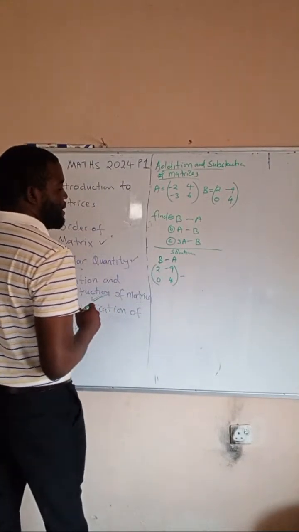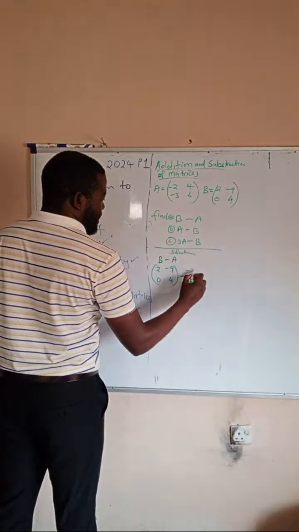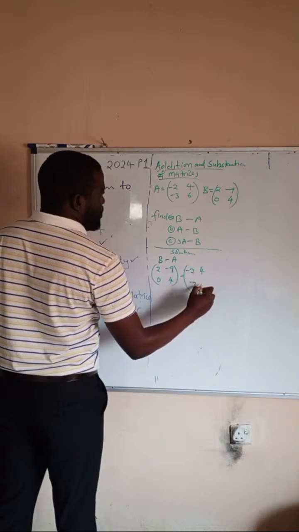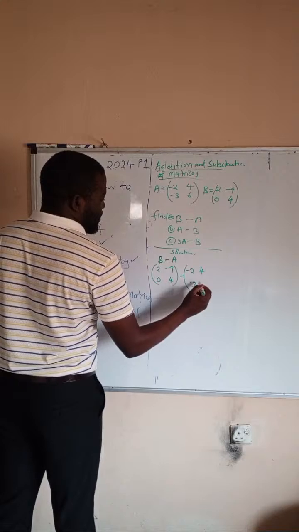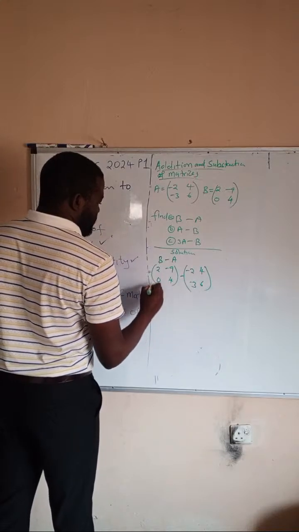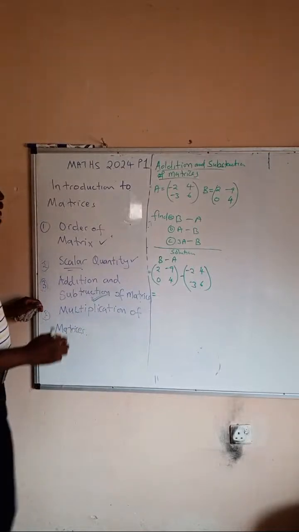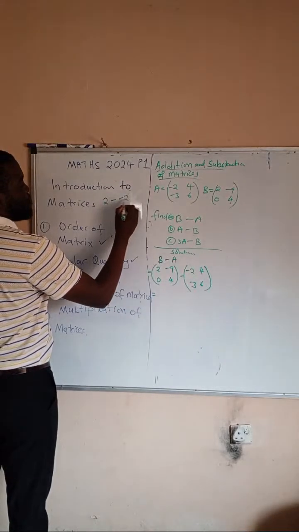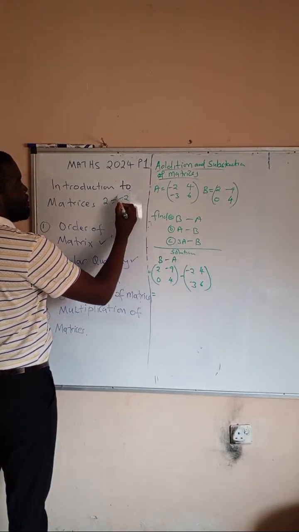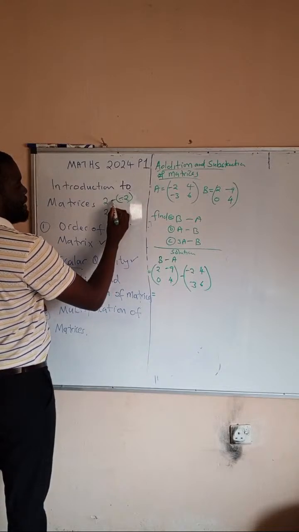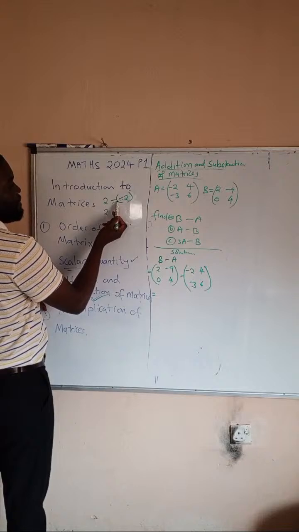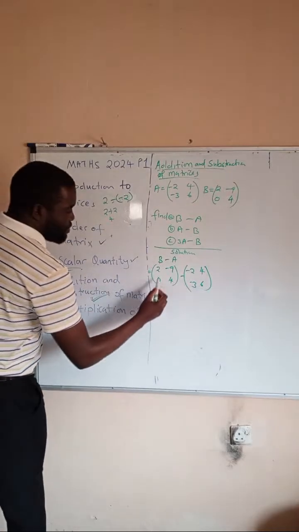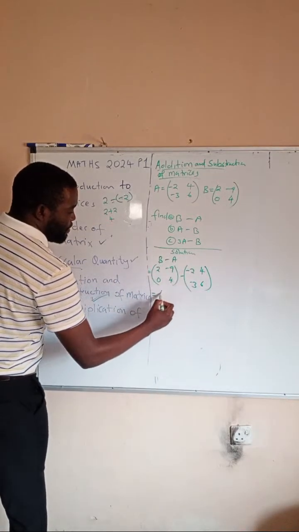minus A. A is this one. Negative 2, negative 3, 4, and then 6 here. Yeah, so we are solving this. Okay, so 2 minus negative 2. When two signs are following one another, you split them with a bracket. So 2 plus, negative times negative. Why? Because bracket means multiplication. So negative times negative is positive. So it is 4. So the first one, 2 minus negative 2, will give me 4.